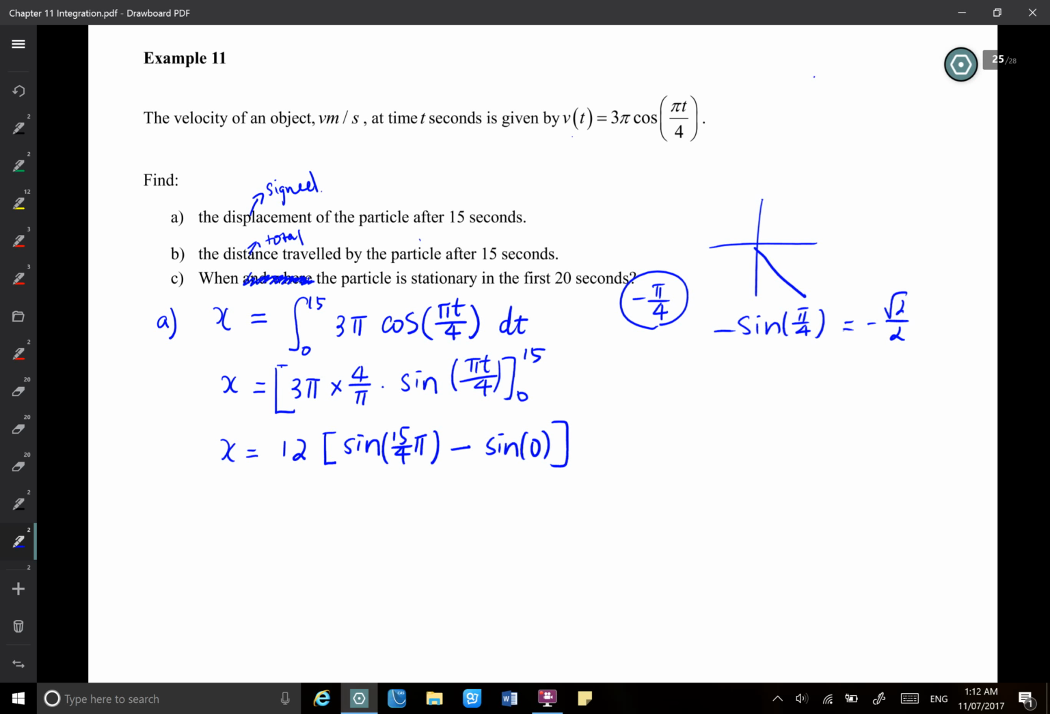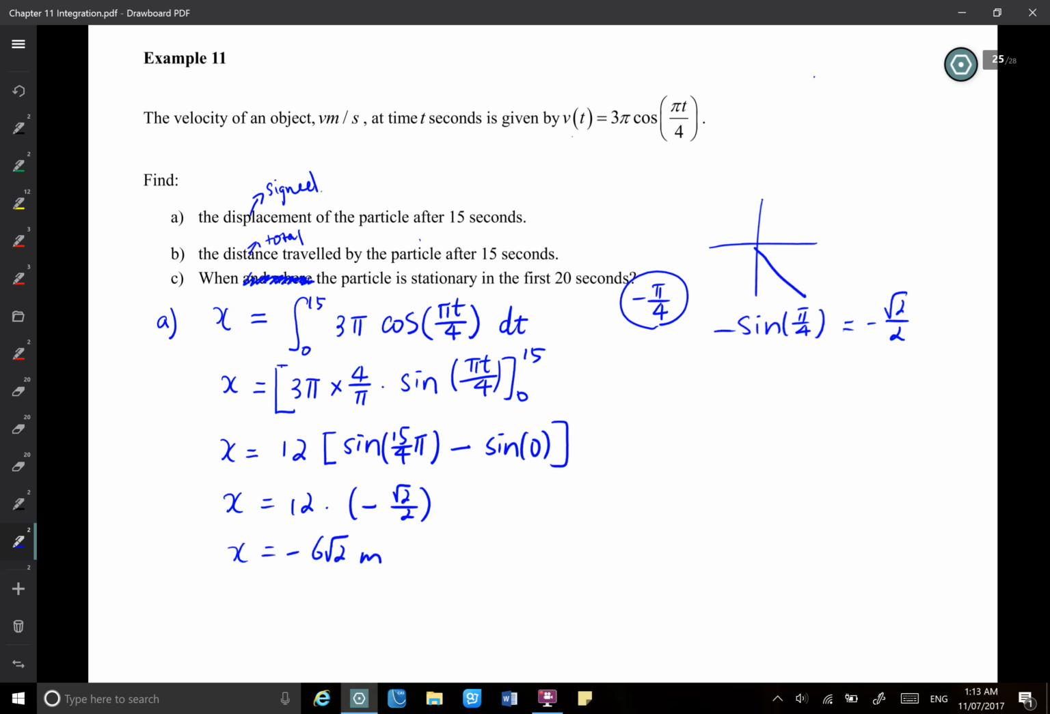So what I will do is x equals 12 times minus root 2 over 2. That gives you minus 6 root 2. Okay, so in the first 15 seconds, the displacement is minus 6 root 2 meters. Okay, that's the first one.